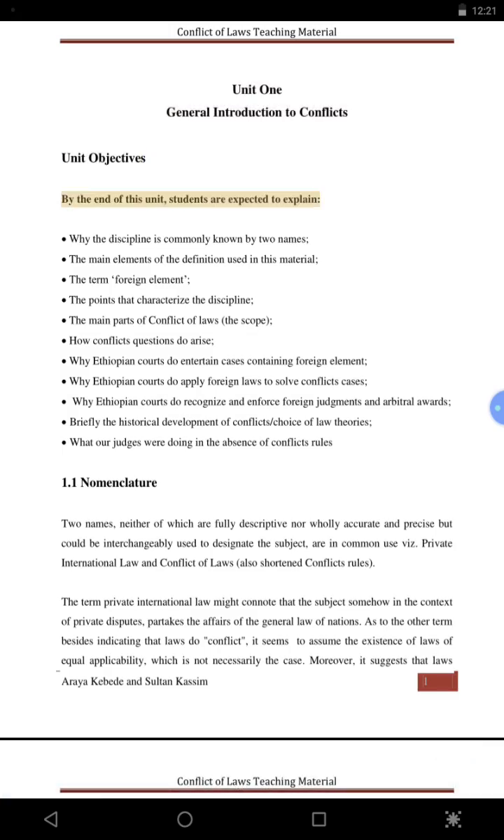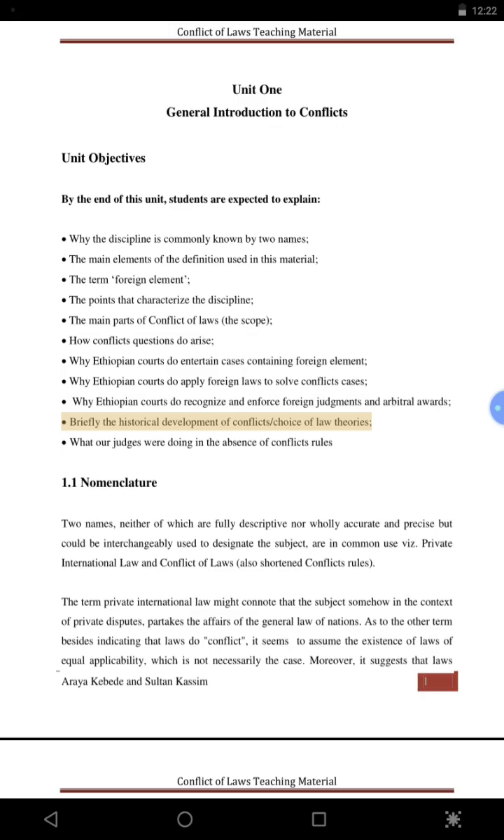Unit Objectives. By the end of this unit, students are expected to explain why the discipline is commonly known by two names, the main elements of the definition used in this material, the term foreign element, the points that characterize the discipline, the main parts of conflict of laws, the scope, how conflicts questions do arise, why Ethiopian courts do entertain cases containing foreign element, why Ethiopian courts do apply foreign laws to solve conflicts cases, why Ethiopian courts do recognize and enforce foreign judgments and arbitral awards.